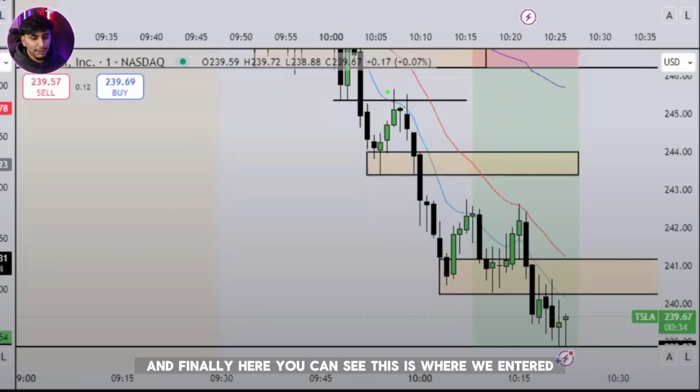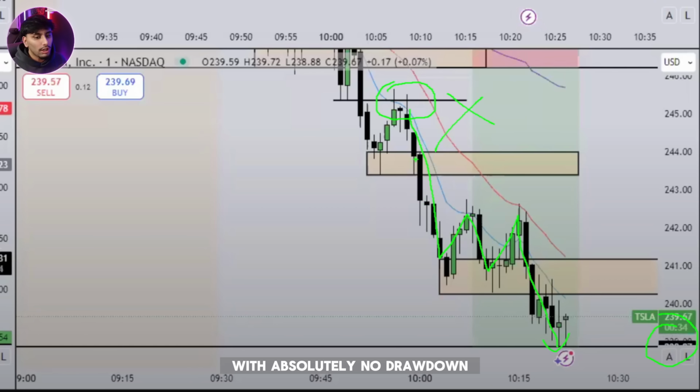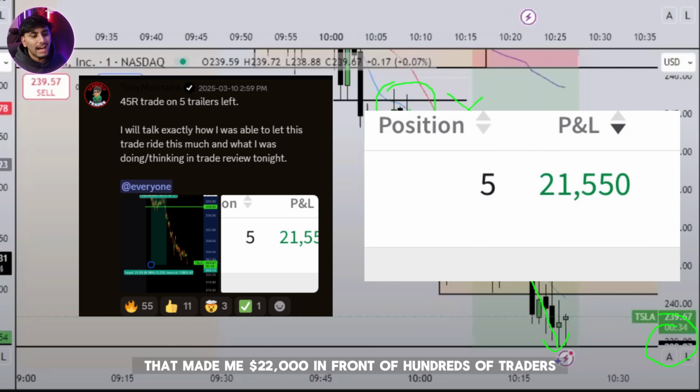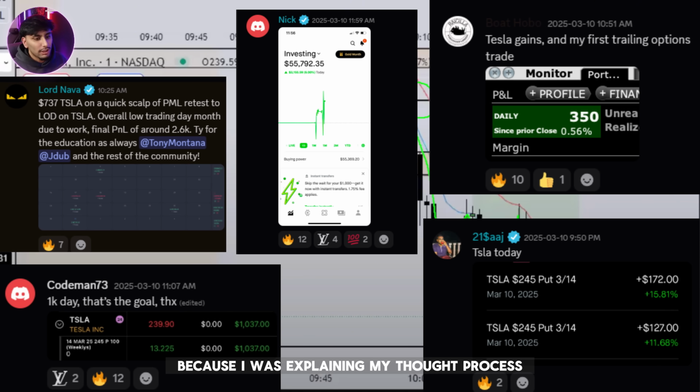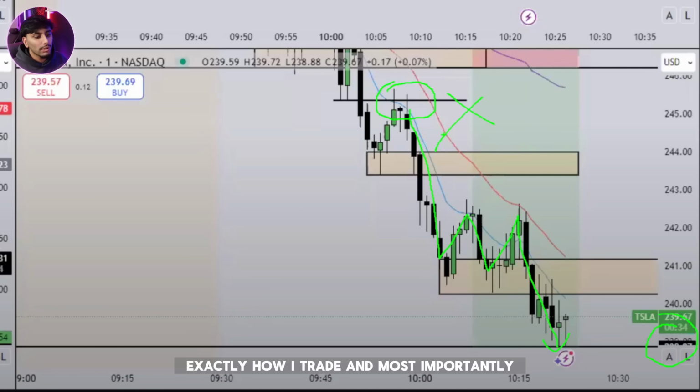And finally, here you can see this is where we entered. We had absolutely no drawdown at all. And this trade moved all the way to the downside, held market structure, and hit our final profit target at 238s here with absolutely no drawdown and a complete sniper entry. So this was the live trade that made me $22,000 in front of hundreds of traders. And of course, they were able to take this trade live in real time as well, because I was explaining my thought process, exactly how I trade. And most importantly, they understand the simple system that I use to trade every single day to make consistent profits.